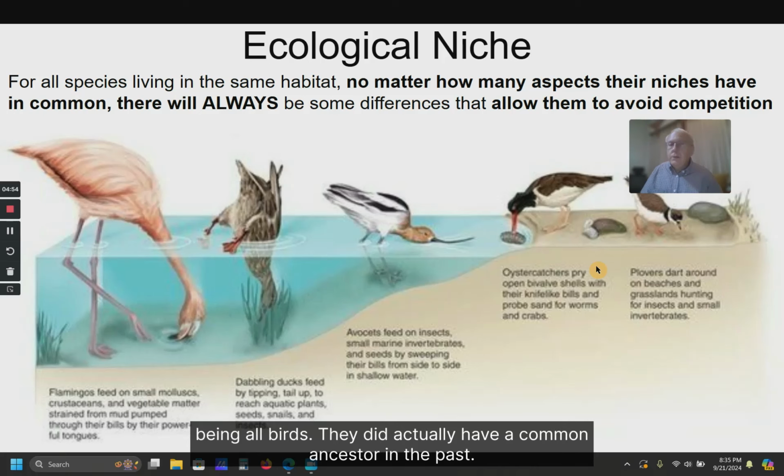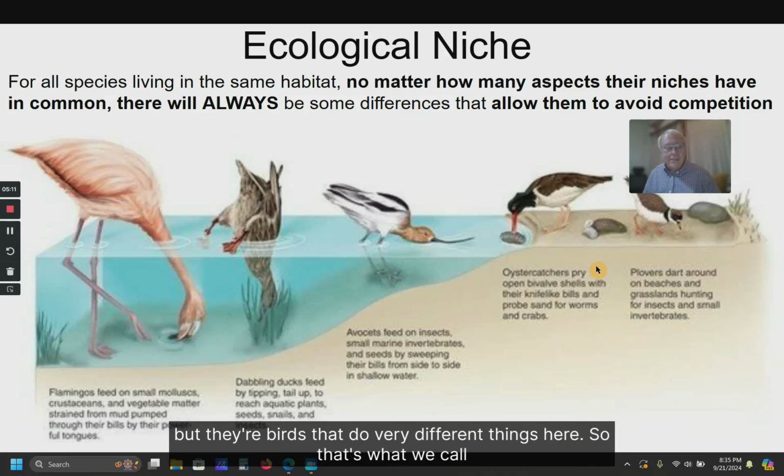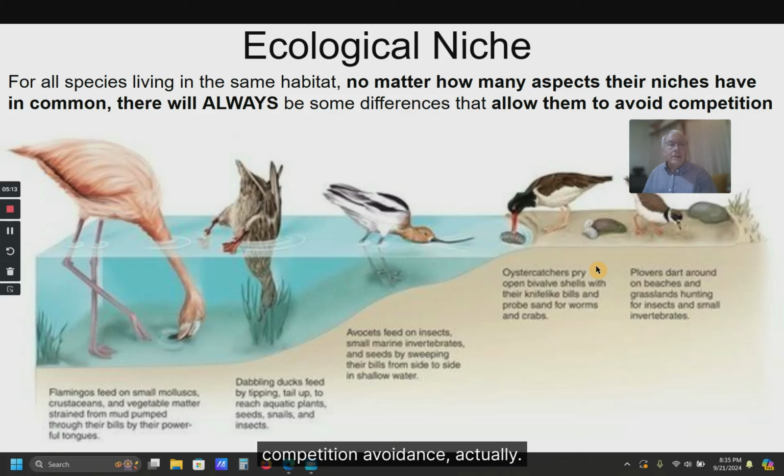And being all birds, they did actually have a common ancestor in the past. All birds came from a dinosaur ancestor well over 100 million years ago. So they do have a commonness in being all birds, but they're birds that do very different things here. So that's what we call competition avoidance, actually.